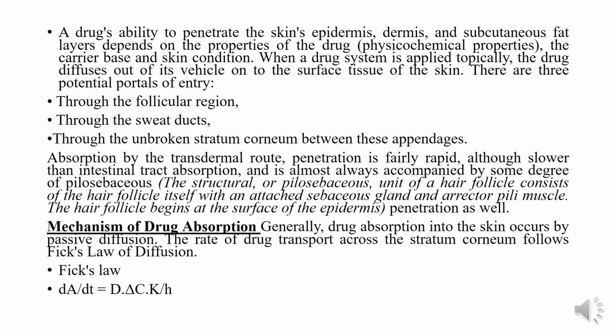Depending on these factors, the rate of penetration, or the ability of the drug to penetrate through the skin, varies. When a drug system is applied topically, the drug diffuses out of its vehicle onto the surface tissue of the skin. When we apply a cream or semi-solid dosage form on the skin, the drug comes out of the vehicle and into contact with the skin. There are three potential portals of entry: one is the follicular region, second is sweat glands, and third is unbroken stratum corneum between these appendages. So these are the entry routes of the drugs.